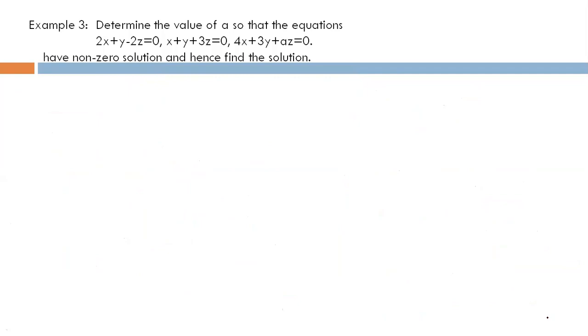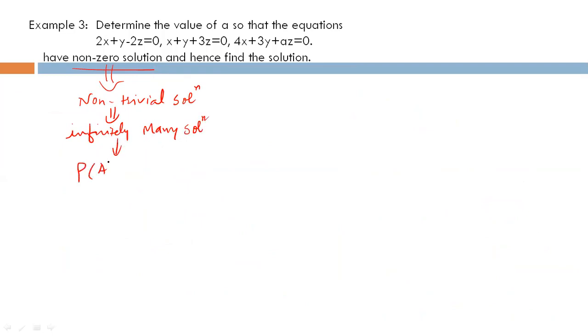Next, determine the value of a so that the system of linear equations has a non-zero solution. Non-zero solution means we are searching for non-trivial solutions. And when do we get non-trivial solutions? When we get infinitely many solutions. Infinitely many solutions means we are interested when the rank of A is less than the number of unknowns.